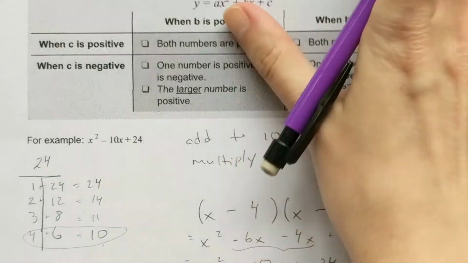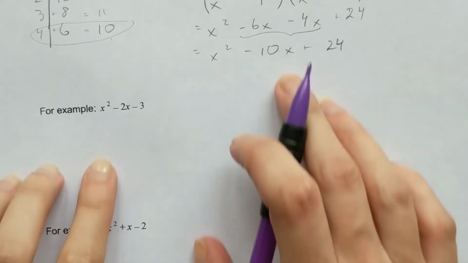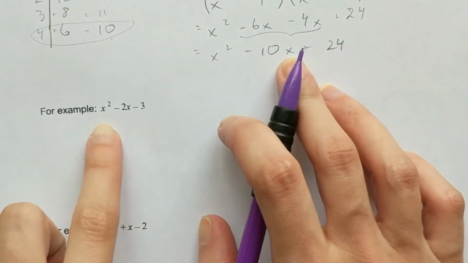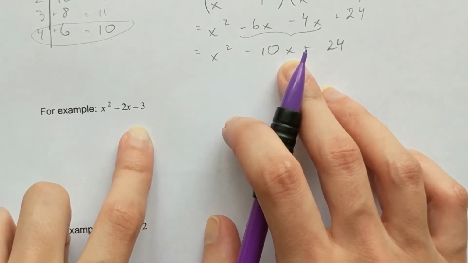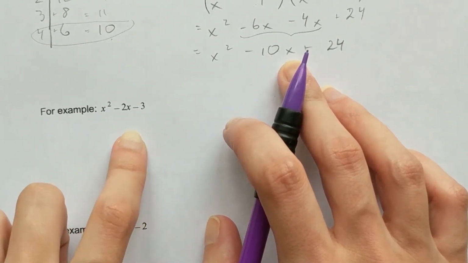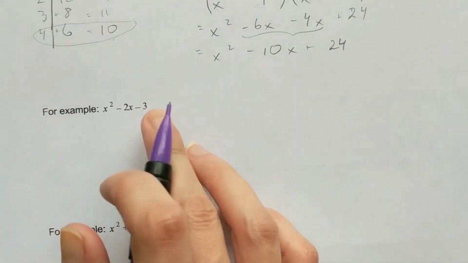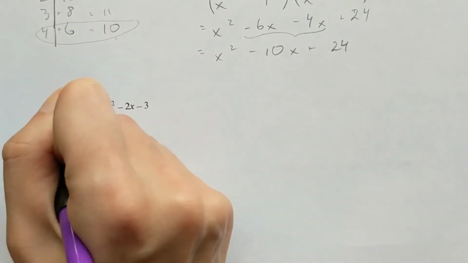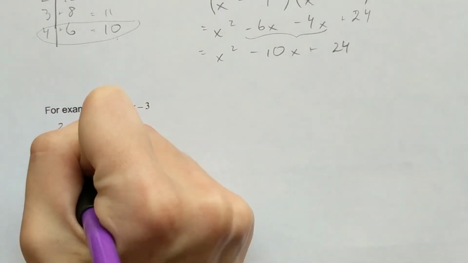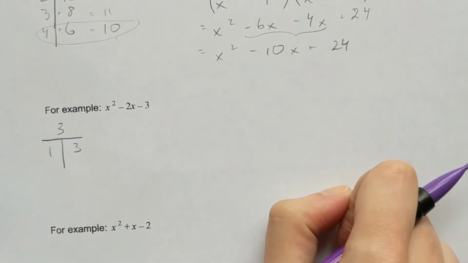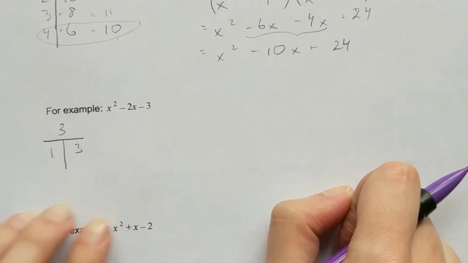Let's look at another example here, except this time I have two negatives. I have x squared minus 2x minus 3. Very first thing that we're going to do is write out our factor table for the number 3. There's only one factor pair for 3, and it's 1 and 3, so this is nice and easy.